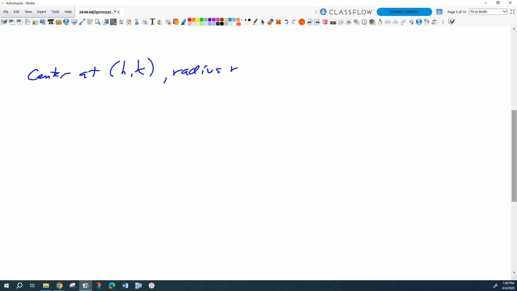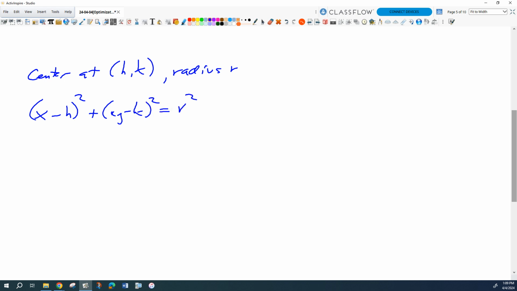Oh, it is? Yeah. So how does that work then? I don't know. Is it plus or is it minus? (x minus h) squared plus (y minus k) squared equals r squared, right?